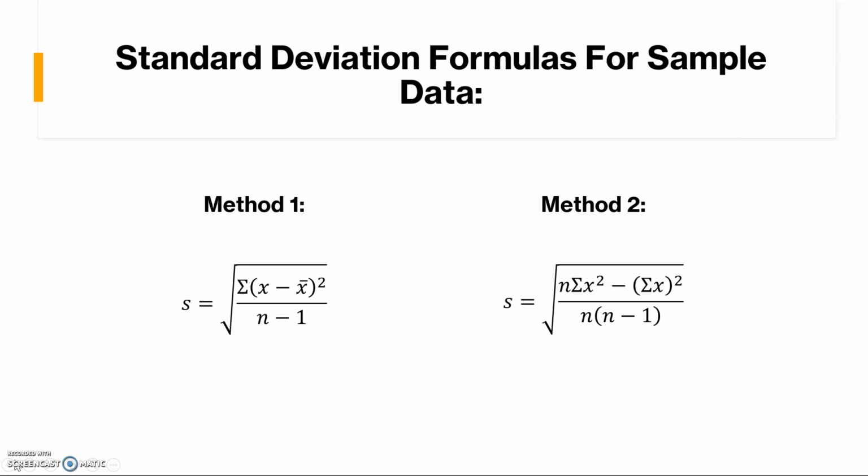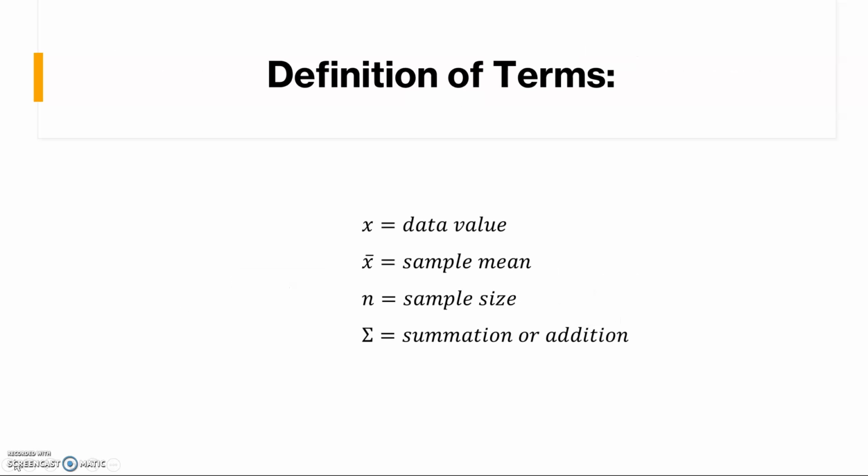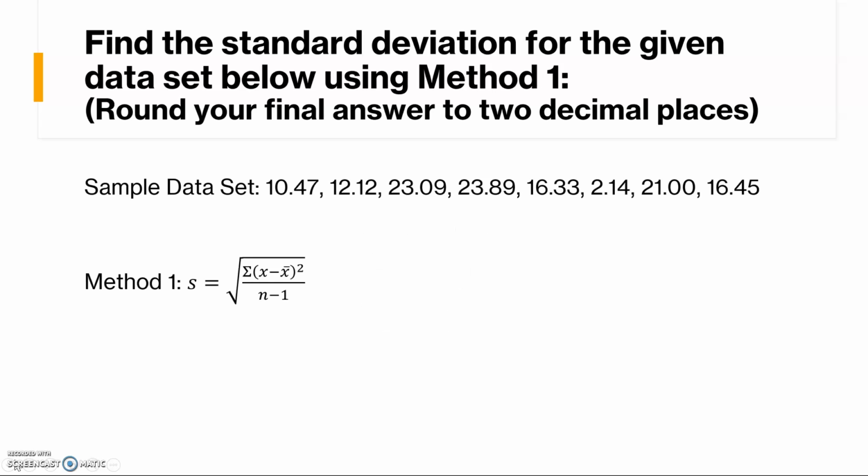Now we've got an x with a bar over it, an n, and a sigma in both of these. So what that means is, if you have an x, that's really just a data value. If you have an x with a bar over it, that's the sample mean. If you have a lowercase n, that's the sample size. And if you have the Greek letter sigma, that means summation or addition.